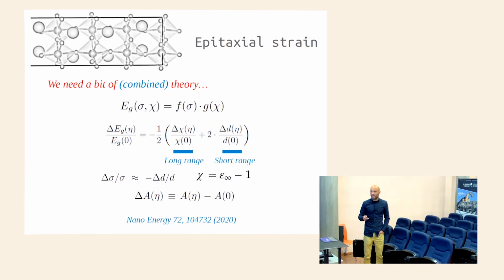But importantly, from an intuitive point of view, the message to take home is that in principle, there are not only short-range contributions to the variation of the energy band gap, which come from varying the overlapping between the orbitals, right?